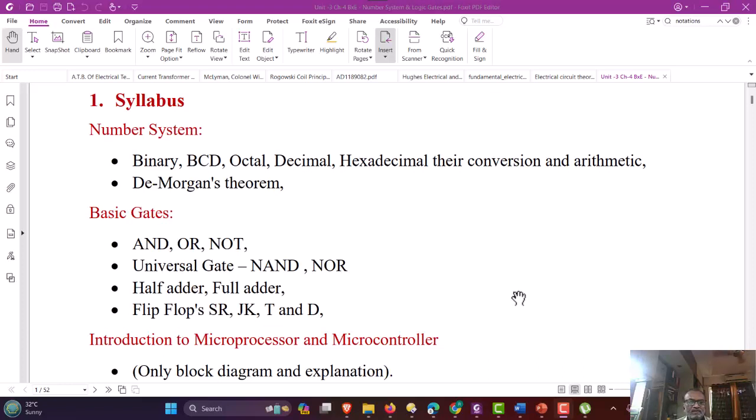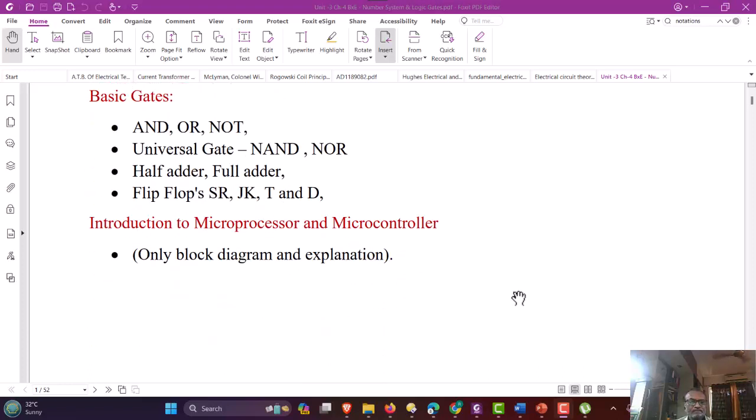Then we will see some of the building blocks using basic gates and implementation, like half adder and full adder. Then we will see the memory storage element like flip-flops. Under flip-flop, we will see SR flip-flop, JK flip-flop, T flip-flop, and D flip-flop, that is data flip-flop. The last topic will be introduction to microprocessor and microcontroller. And here it is mentioned only block diagram and explanation. That is your syllabus of unit number 3.